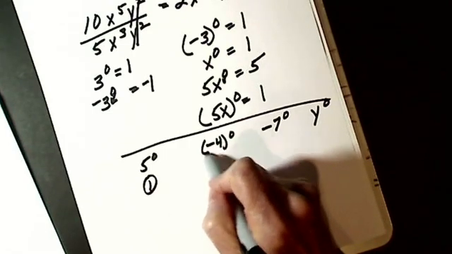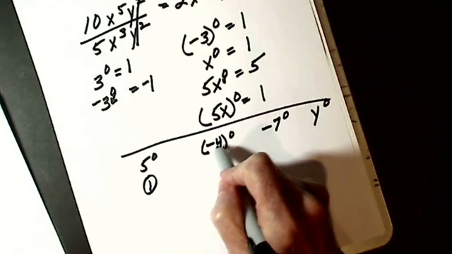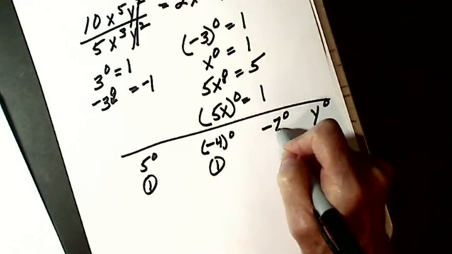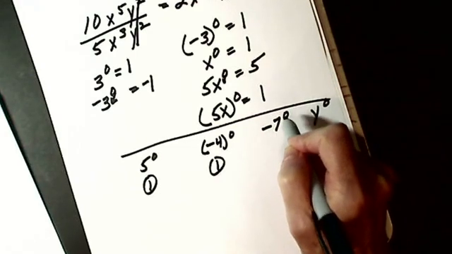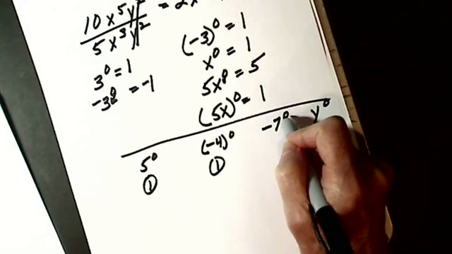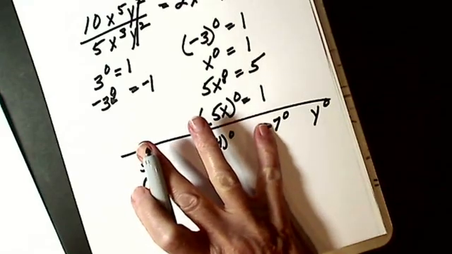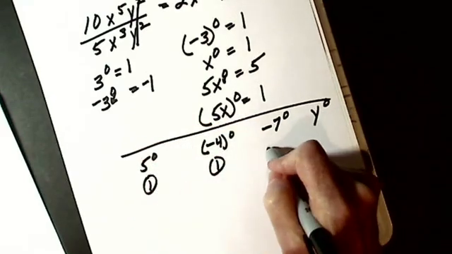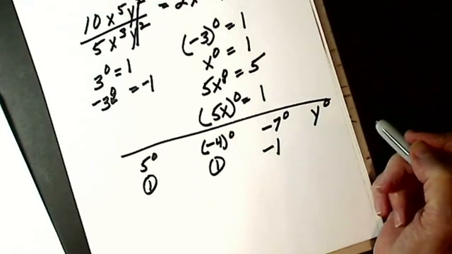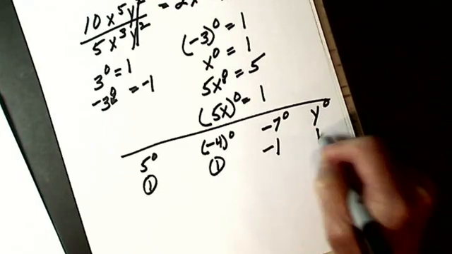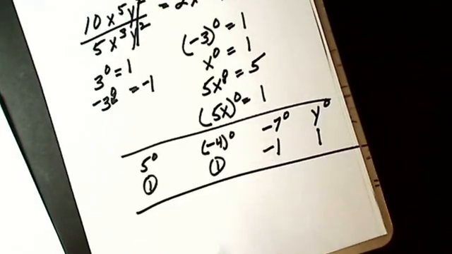This negative 4 is inside parentheses, so the whole thing to the 0 power is 1. This one is the only time the 0 power does not affect the negative. So it means 7 to the 0 power, which is 1, but I get a negative 1. Y to the 0 power is 1. That's it.